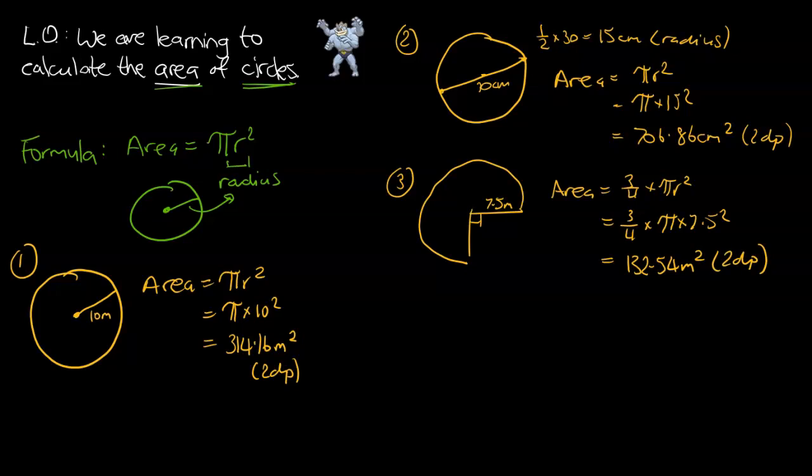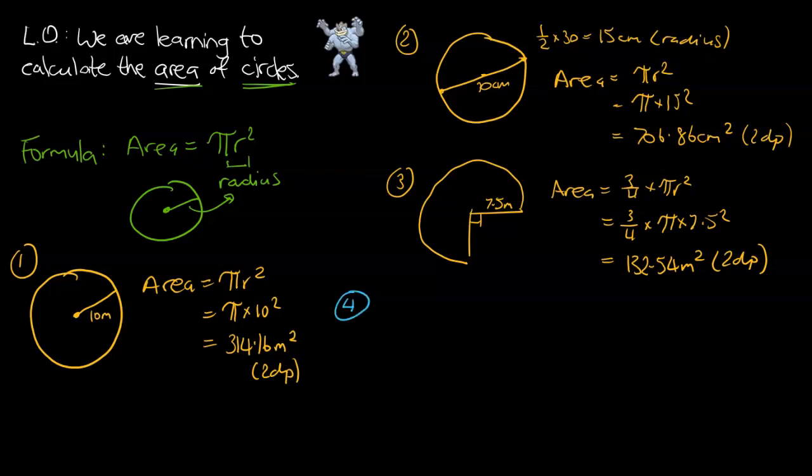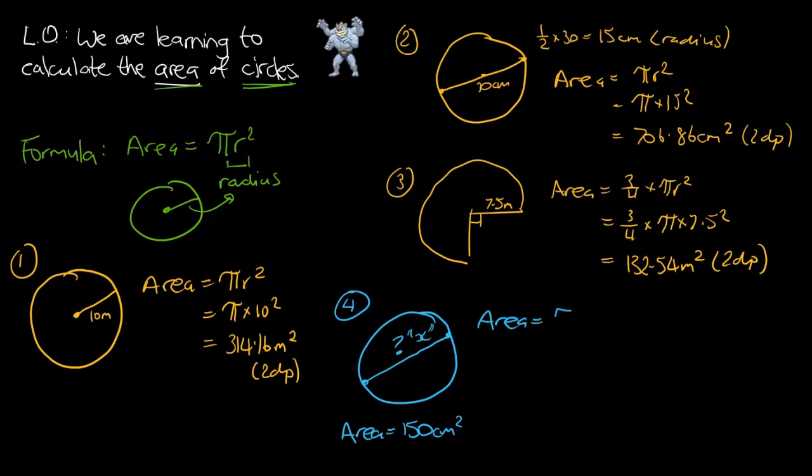Okay, and our final question, we'll actually change pen colors for this question just because it is a bit of an algebra one, working backwards. So question number 4, this is our circle. We know it has an area of 150 centimeters squared. What is the diameter of the circle? Like the other questions, we're working backwards, so we're probably going to call that x. But like the other questions, we're always going to start by writing down the equation. So area is going to be equal to pi r squared.